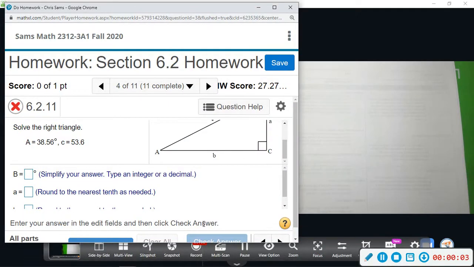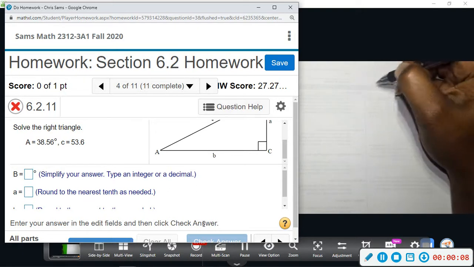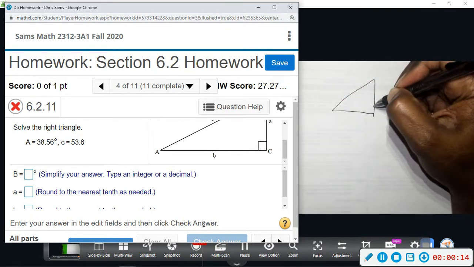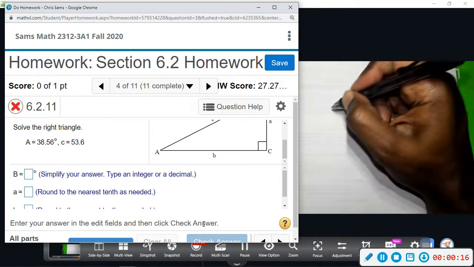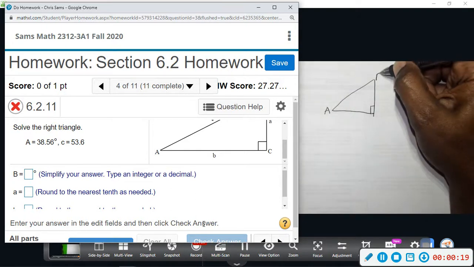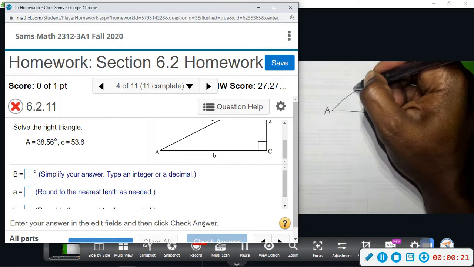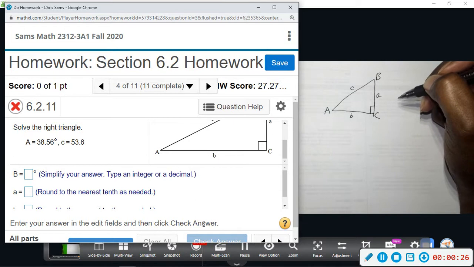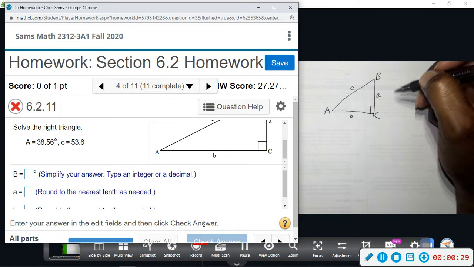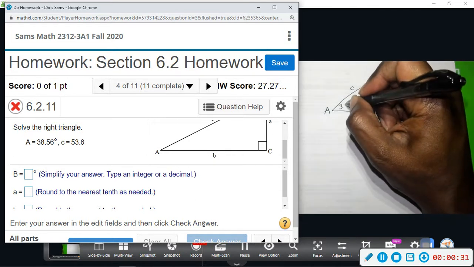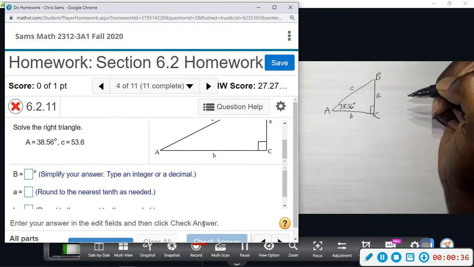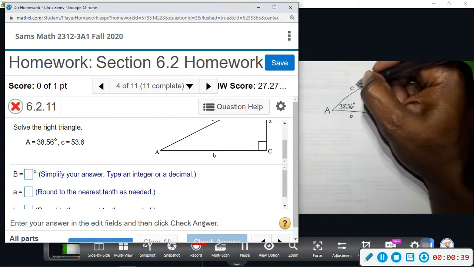All right, number 4, we're going to solve this right triangle. Same orientation as before. We got A, B, and C. This is side C, B, and A. We're given angle A is 38.56, and we're given side C is 53.6.